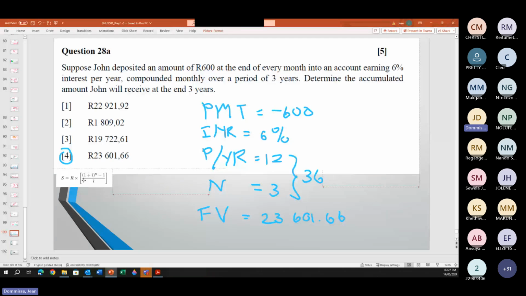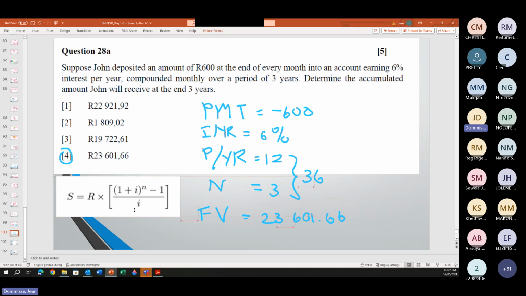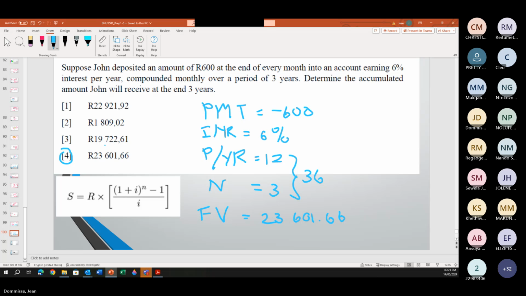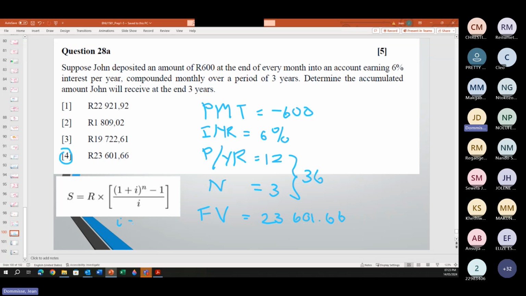So if you wanted to use the formula, that is now where it becomes important that you look at this. That will be your 600. Your I, in this instance, will be equal to the 6% divided by 12. So that is your I. It is the 6% divided by 12 because it is monthly. And then your N there will be your period, which is your 36. So just be aware of that.